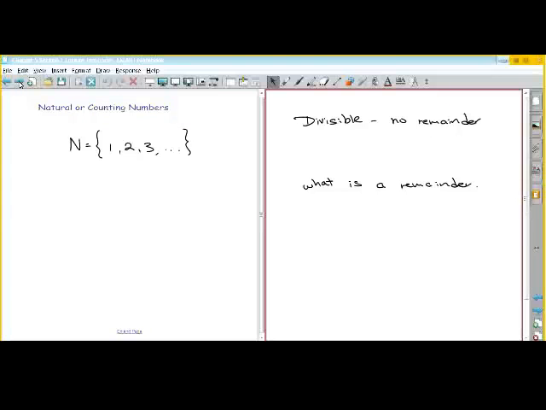Then the next step. Prime numbers are a special kind of natural or counting number. So before we can talk about prime numbers, we have to talk about what it means for something to be divisible by another number. What divisible means is that when you do the division, there's no remainder. Well, what is the remainder? It's the amount that you would have to add to a number to get, well, let me just use an example.